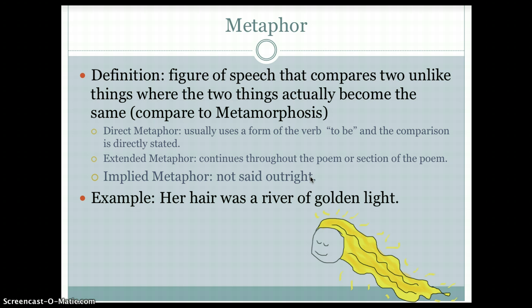There are three types that we look at: direct, extended, and implied. Direct is the most common one. It's usually using the form to be, like her hair was a river of golden light. That is a direct metaphor. The comparison, straight out, direct said.